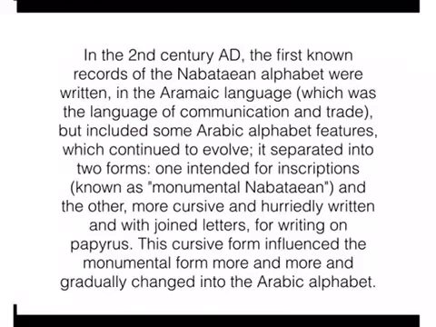In the 2nd century AD, the first known records of the Nabatean alphabet were written in the Aramaic language, which at that time was the language of communication and trade. It included some Arabic alphabet features which continued to evolve. It's separated into two forms, one intended for inscriptions, known as monumental Nabatean, and the other more cursive and hurriedly written, with joined letters for writing on papyrus. This cursive form influenced the monumental form more and more and gradually changed into the Arabic alphabet.